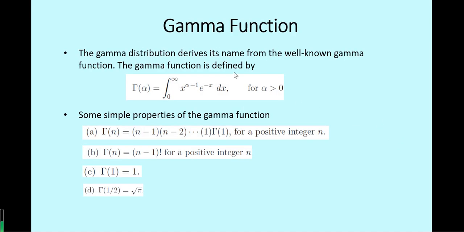So this is the gamma function. The gamma function is an integration from 0 to positive infinity, and inside this integration is x to the power alpha minus 1, times e to the power minus x. If alpha is larger than 0, the gamma function has some characteristics.